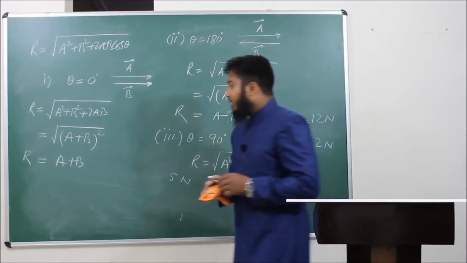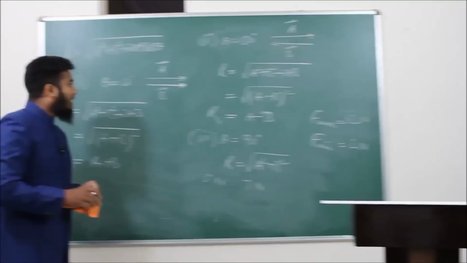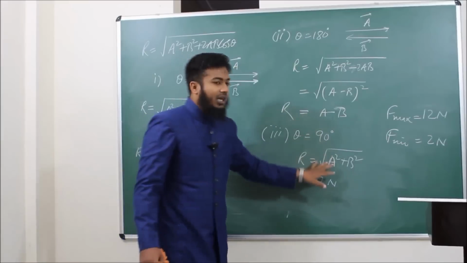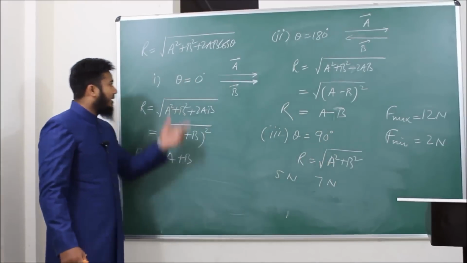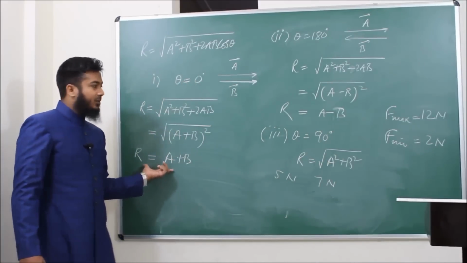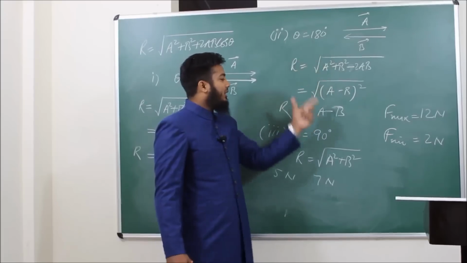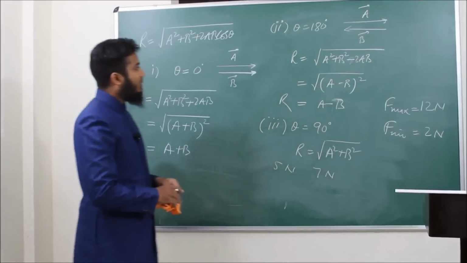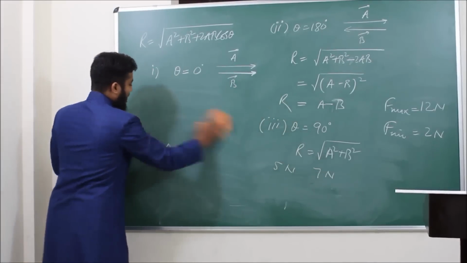Next, the important one. We can use these direct results if you know the angle, if it is 0, 180 or 90. If this is 0, then the resultant is simply a plus b. If this is 180, the resultant is a minus b, and if the angle is 90, then the resultant is under a square root, a square plus b square.